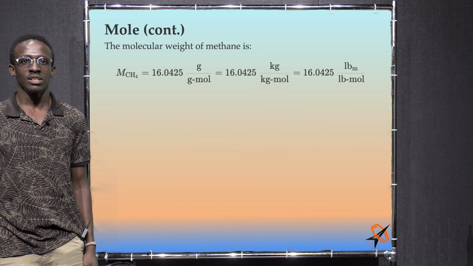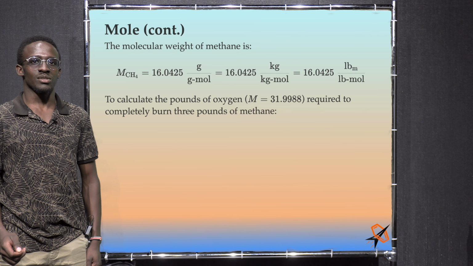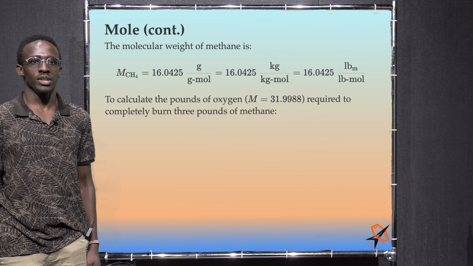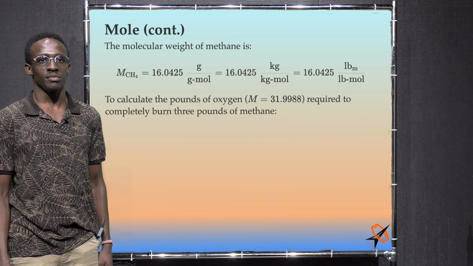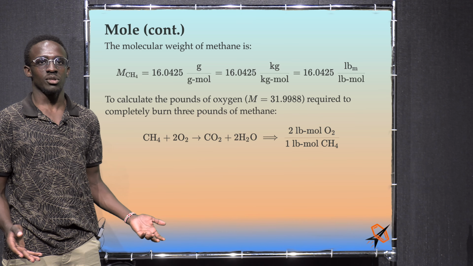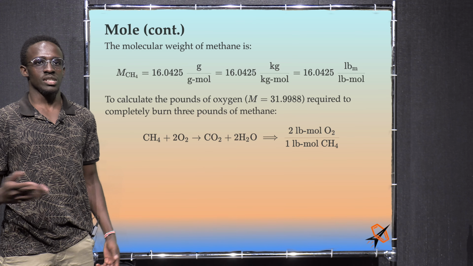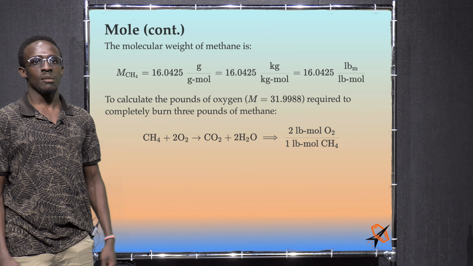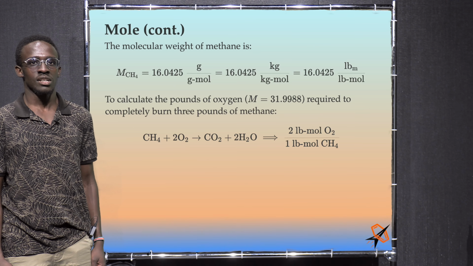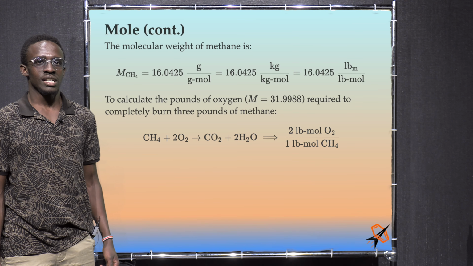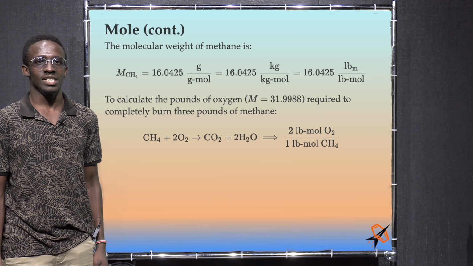Why is this useful? Well, to calculate the pounds of oxygen, with molecular weight 31.9988, required to completely burn 3 pounds mass of methane, we first write down the balanced chemical equation. Methane plus 2 oxygen goes to carbon dioxide plus 2 waters. That implies that you need 2 pound moles of oxygen for each pound mole of methane. It's the same expression in any other mole units.